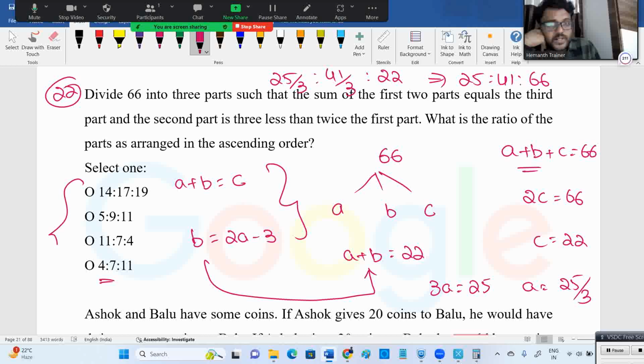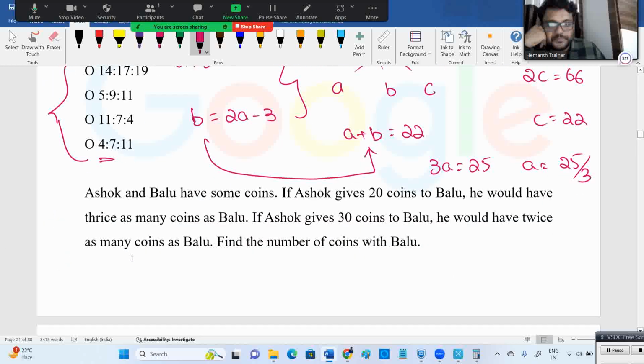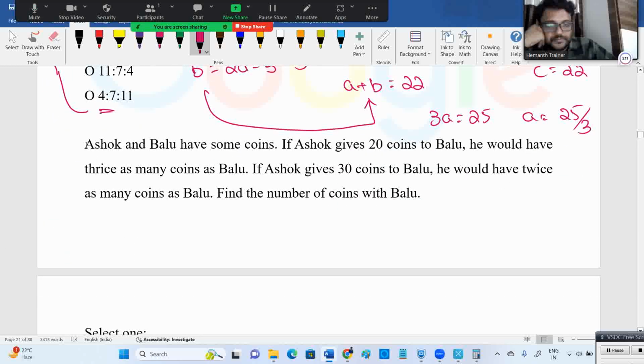Okay, what is the ratio of the parts arranged in ascending order? This should be your answer. You just see that. Okay, 66 divided into 3 parts. A plus B plus C is 66. A plus B equal to C. Second part is 3 less than twice the first part, 2A minus 3. So adding and dividing all, this is the ratio required. Now see the next one.